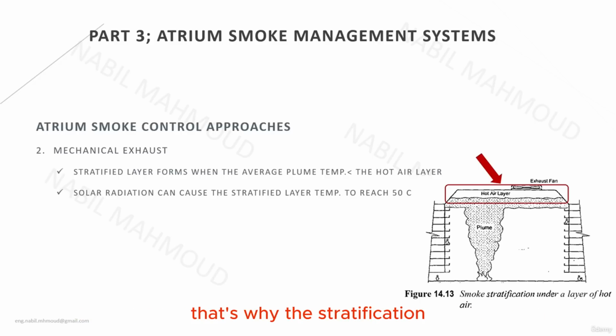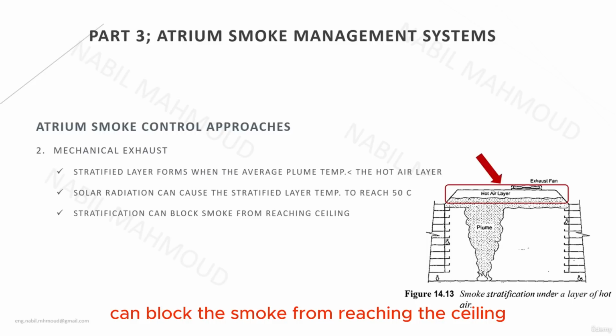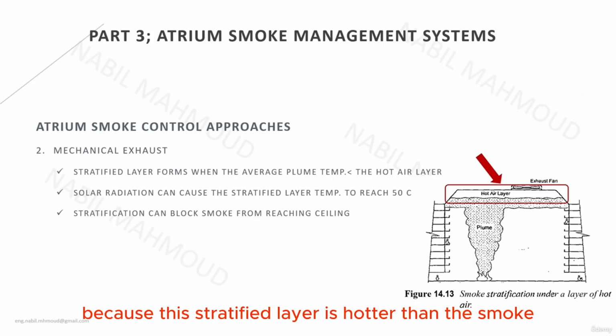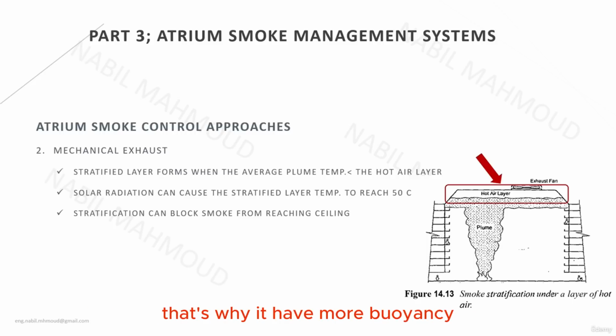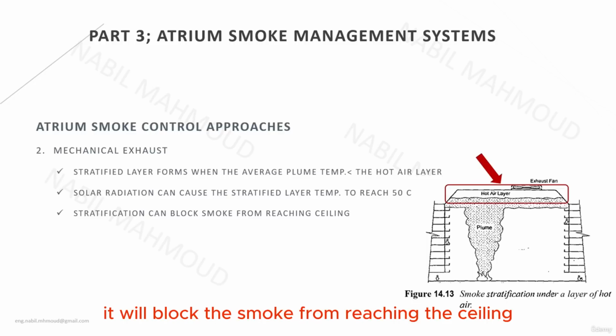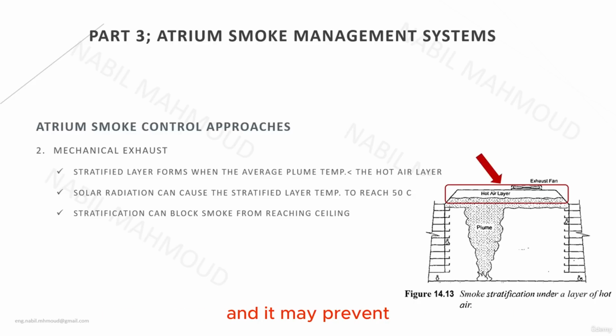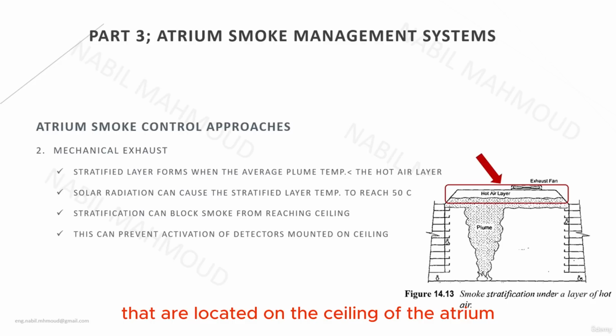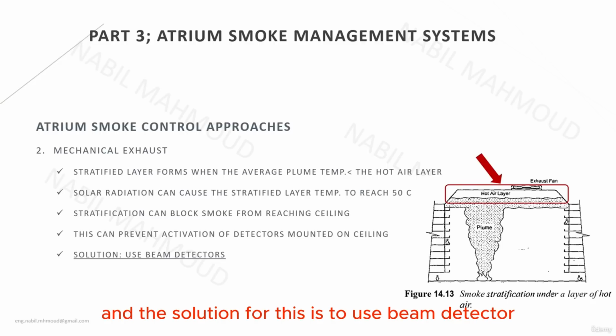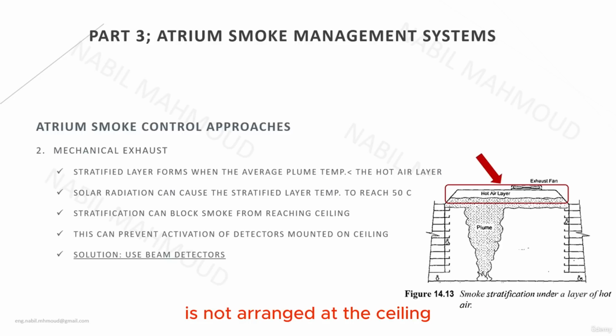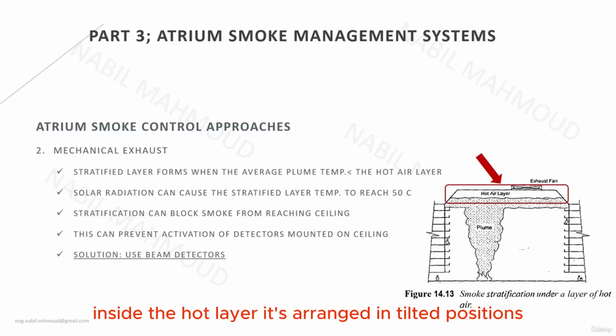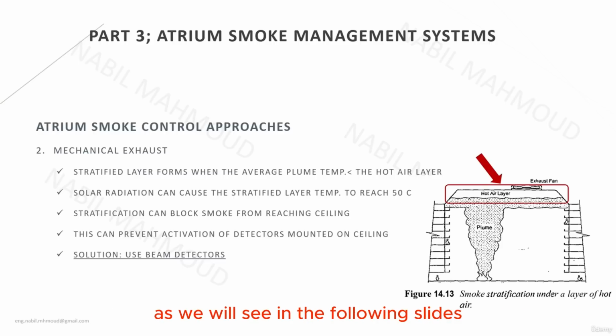That's why the stratified layer can block the smoke from reaching the ceiling, because this stratified layer is hotter than the smoke. It has more buoyancy and less density, so it will rise up. If it rises up, it will block the smoke from reaching the ceiling, and it may prevent the activation of some of the detectors or the natural vents that are located on the ceiling of the atrium. The solution for this is to use beam detectors. Beam detectors will overcome this problem because they are not arranged at the ceiling inside the hot layer. They are arranged in tilted positions, as we will see in the following slides.